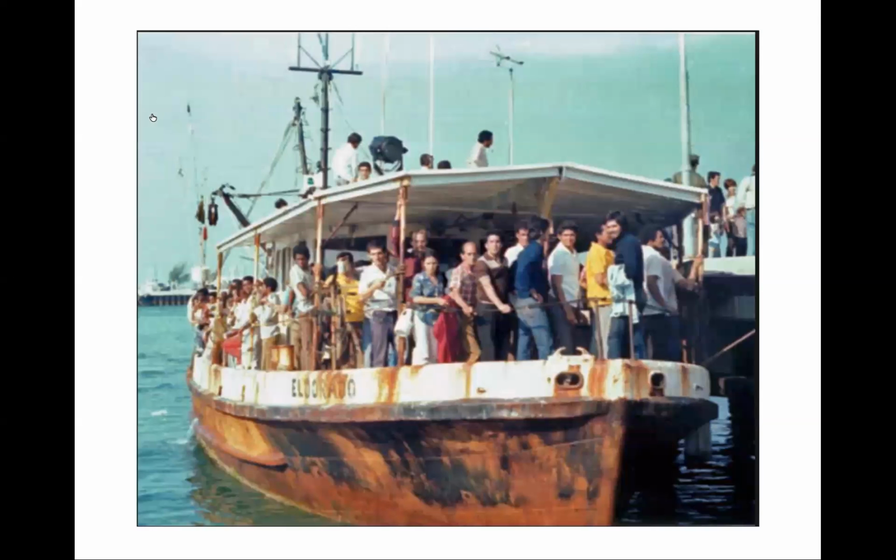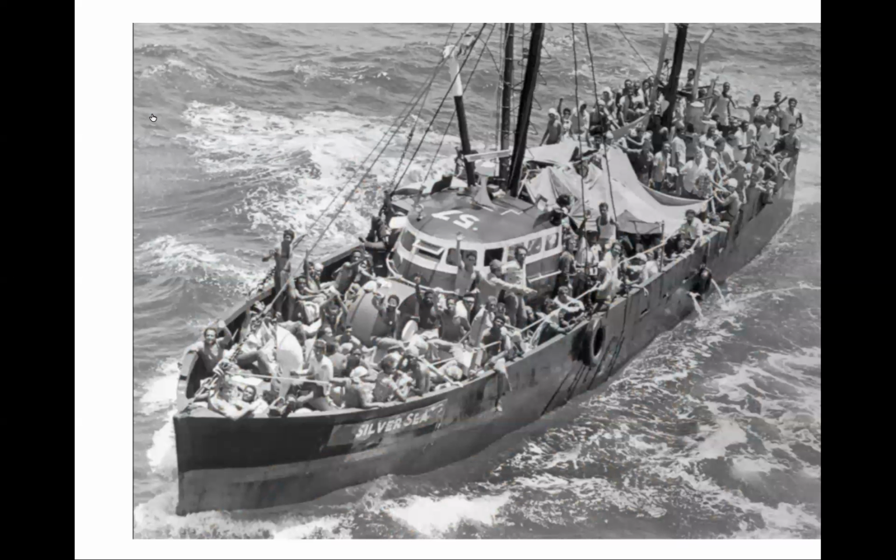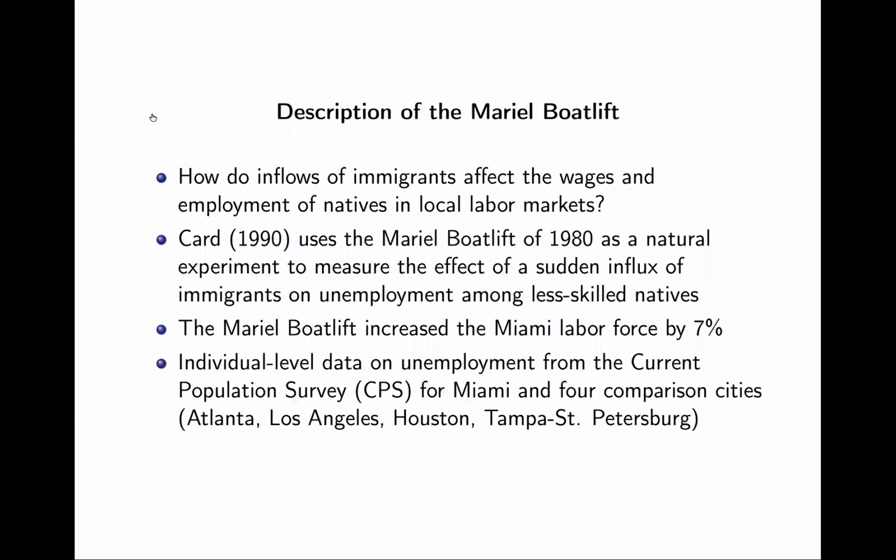So here's a picture of some happy people. Look, they're all very happy. Look at these people, they're smiling, right? So this is a very happy event. Huge exogenous shock, okay? It increased the Miami labor force by 7%.